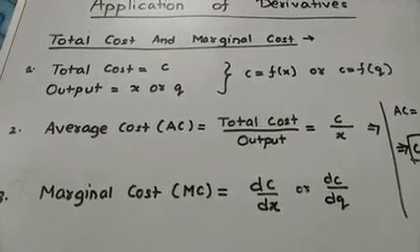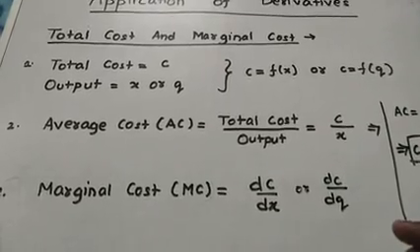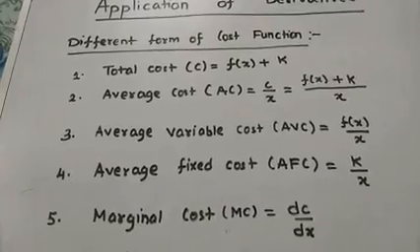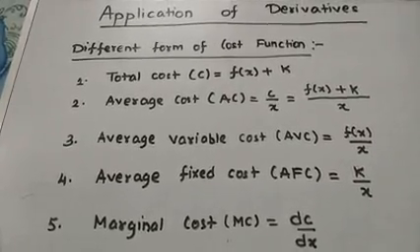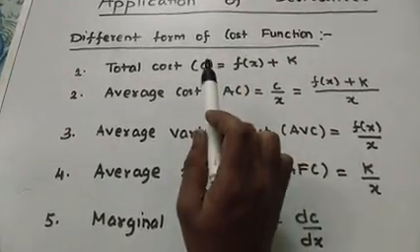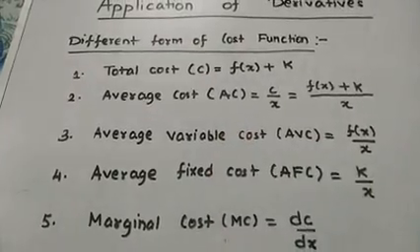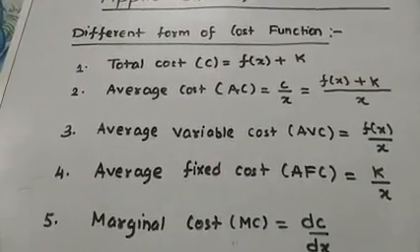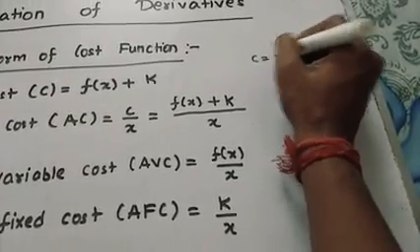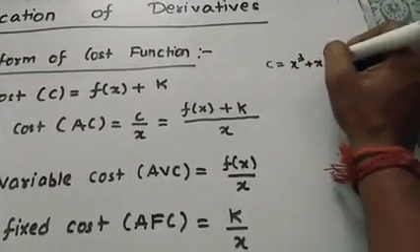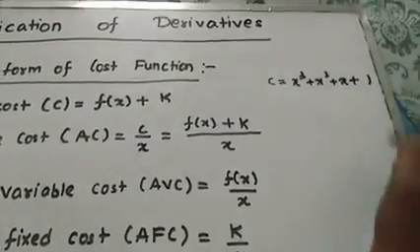Now we'll next discuss the different forms of cost function. Okay, so different forms of cost function. Different forms means, suppose your cost function is of the form f of x plus k, where k is a constant. That means, suppose your function C is like this: x cube plus x square plus x plus 1.